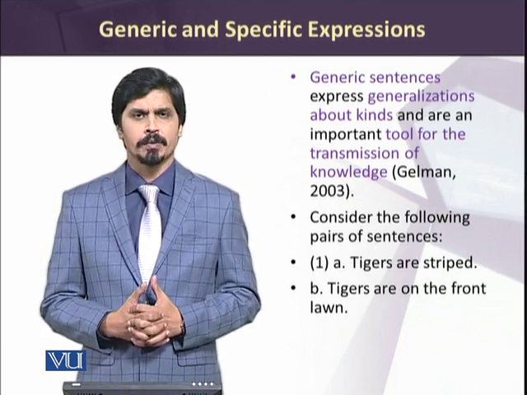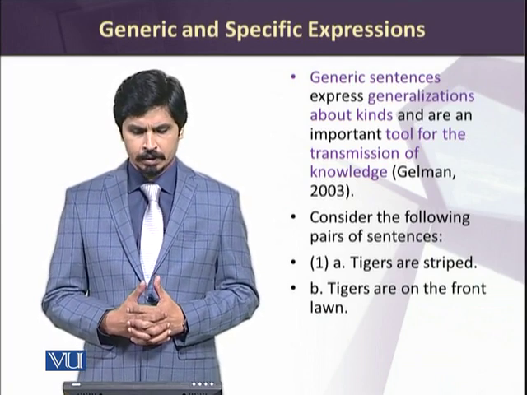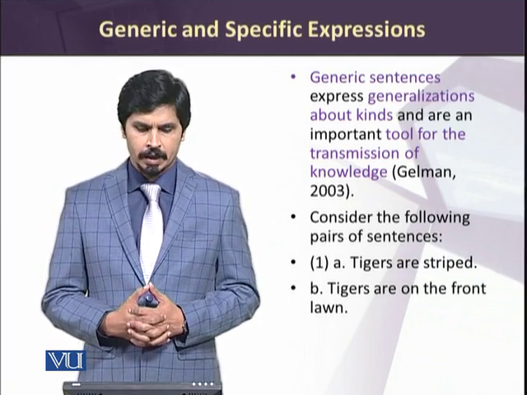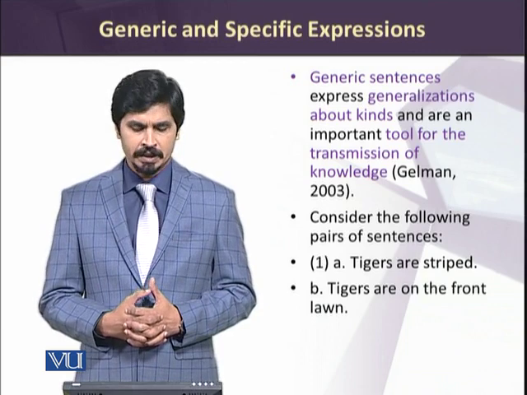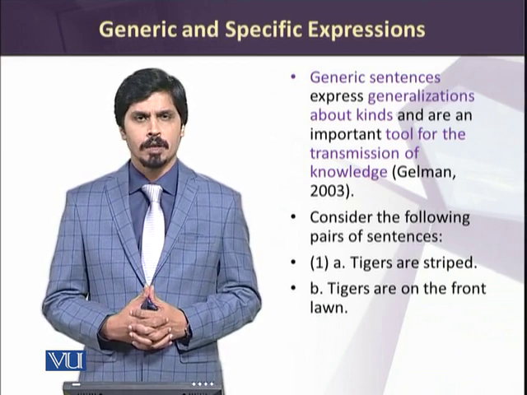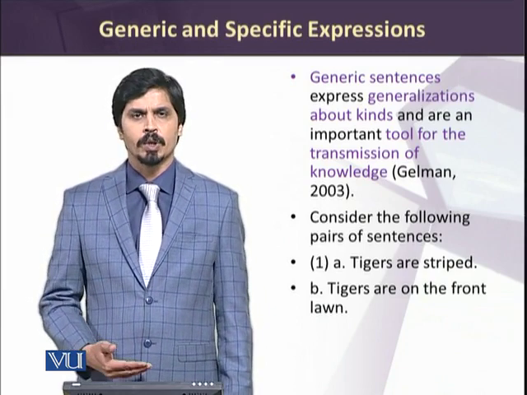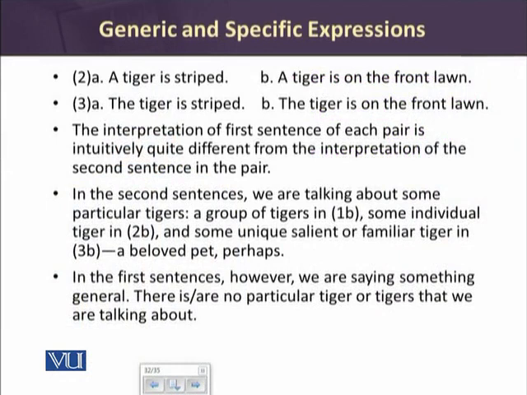If you look at the example in front of you, sentence 1a says tigers are striped, whereas 1b says tigers are on the front lawn. I'll present some other examples and you can see them in sequence of what is written here. Example 2a says a tiger is striped, and then 2b says a tiger is on the front lawn. It is different from the first example. Then 3a says the tiger is striped. 3b says the tiger is on the front lawn.